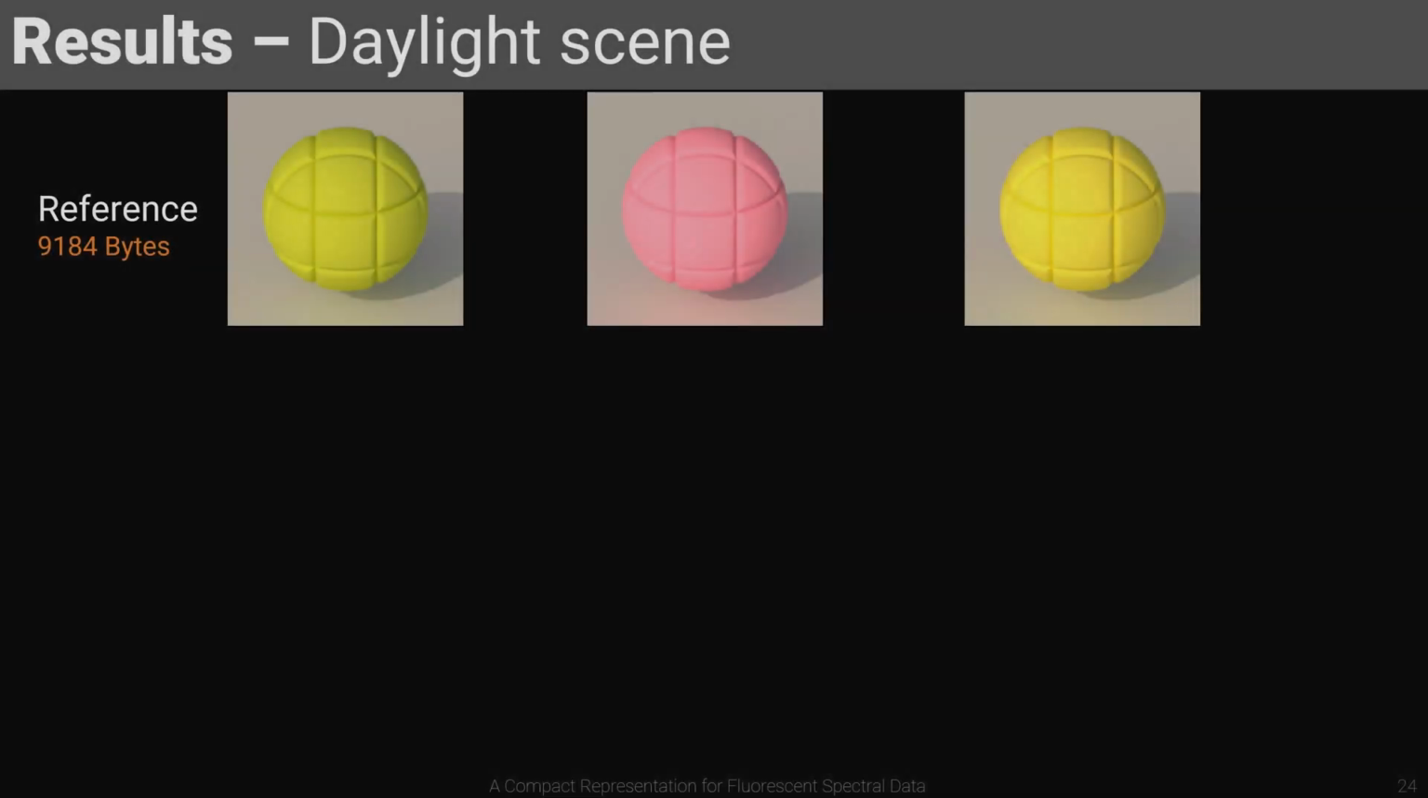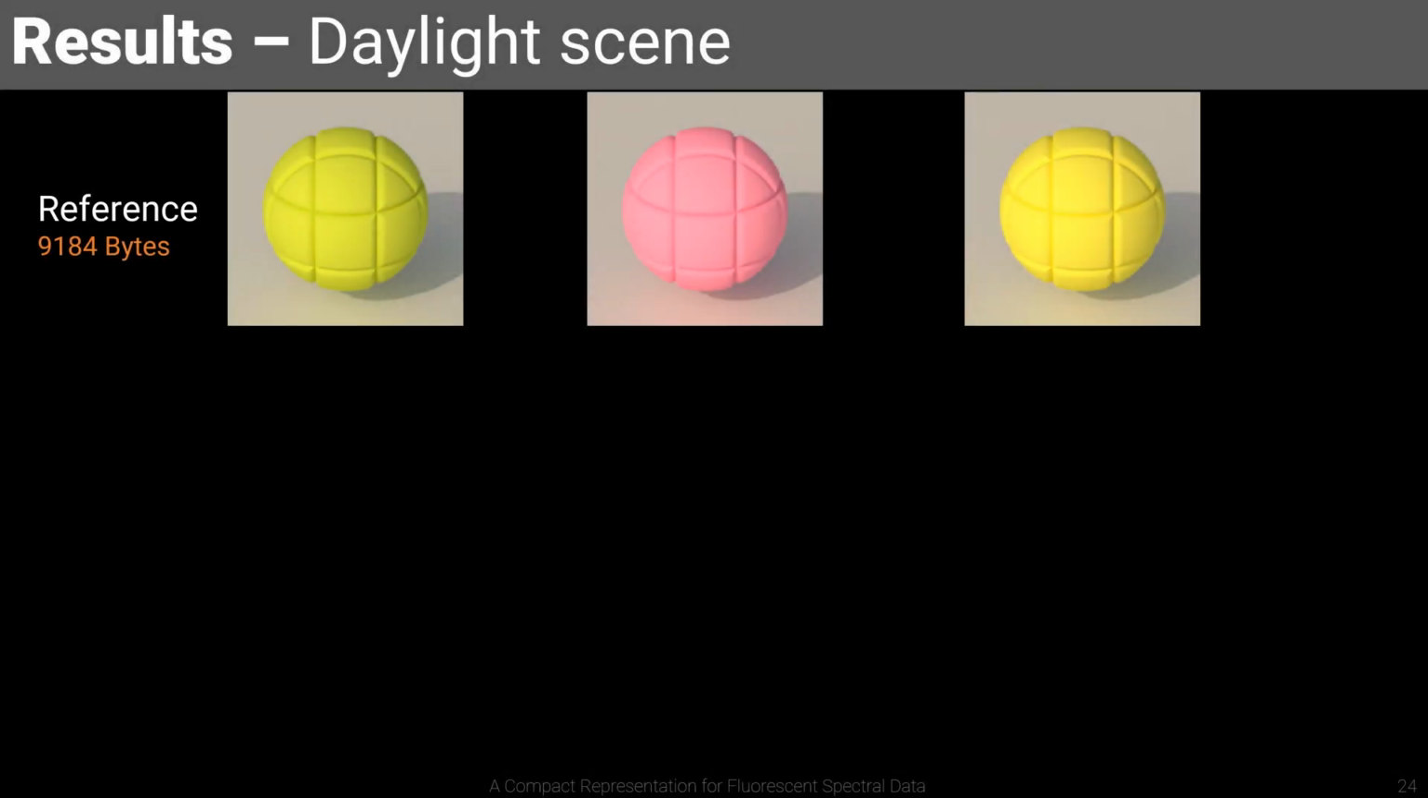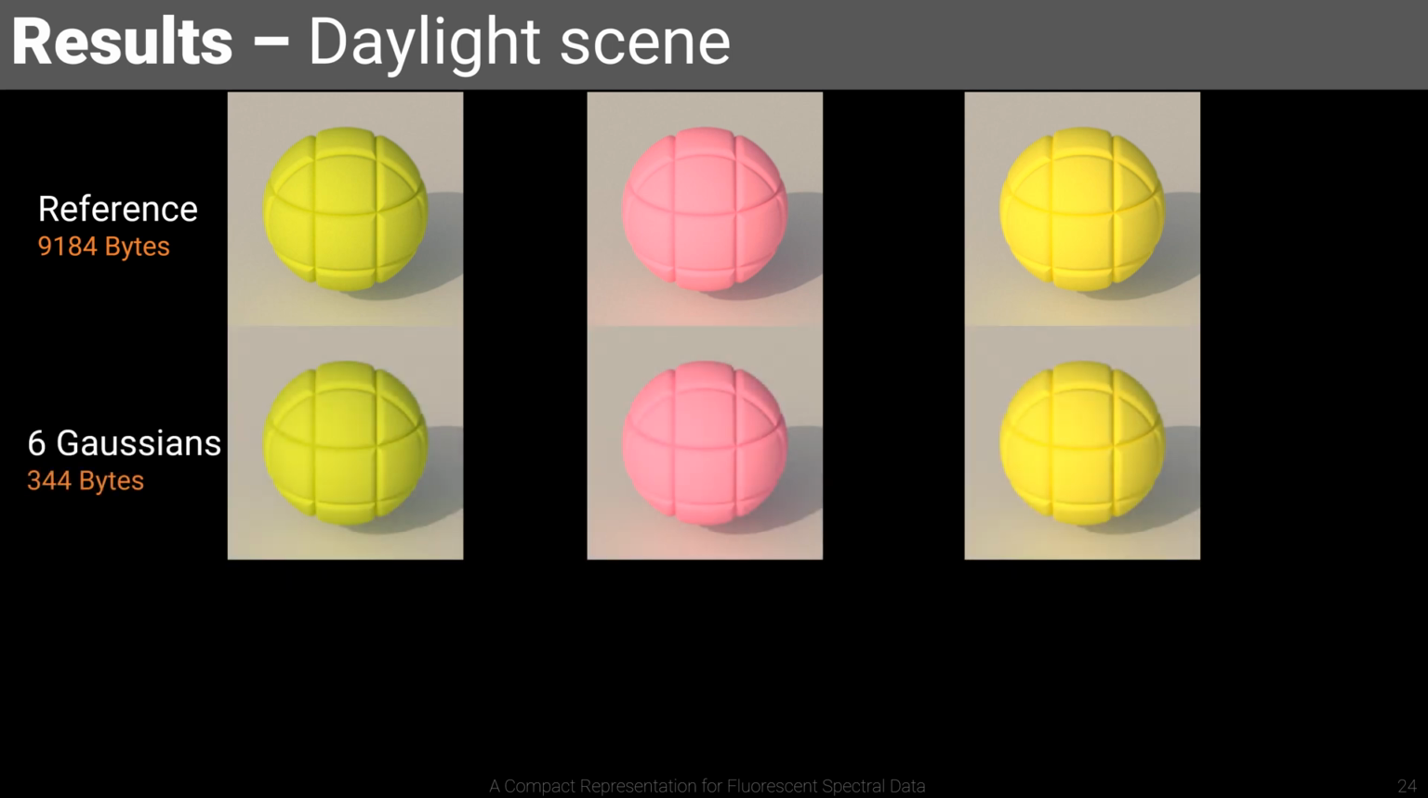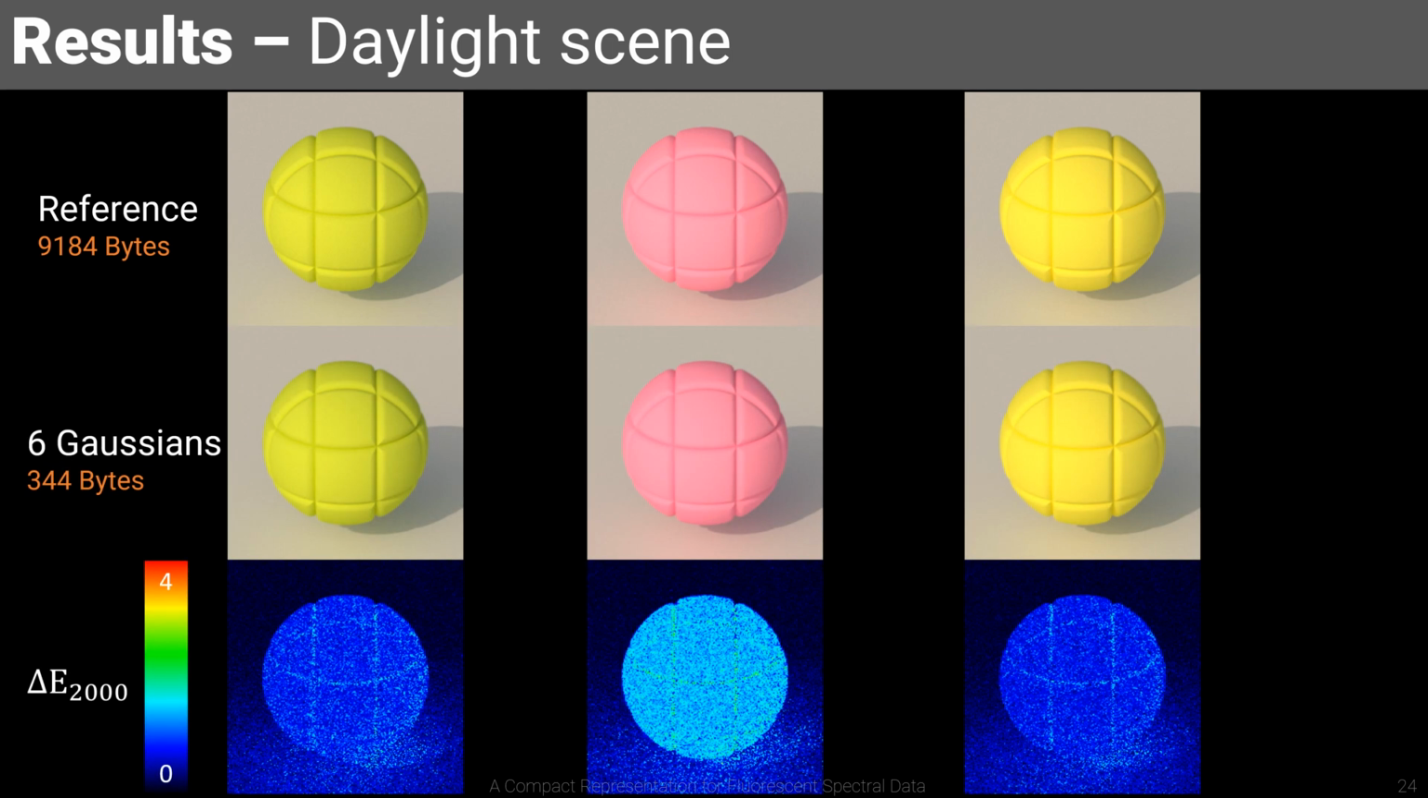Now let's see some results. The results we are showing are a fluorescent sphere using 3 different datasets: green, pink, and yellow. Now we show you the rendering of the same datasets after being compressed using our method. As you can see, it is hard to see any visual difference.